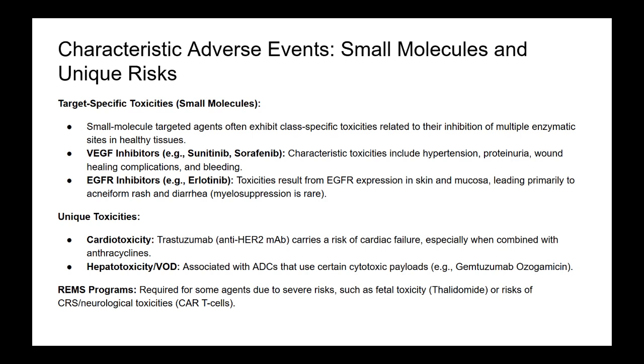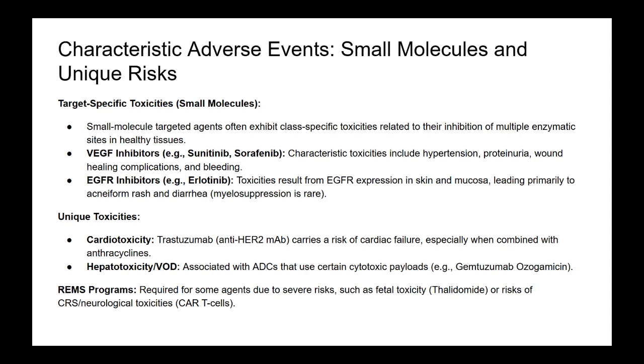Similarly, inhibitors of the epidermal growth factor receptor, like erlotinib, tend to produce toxicities because of the receptor's expression in the skin and mucous membranes. These side effects mainly manifest as acne-like rashes and diarrhea, and significant suppression of bone marrow activity is uncommon. Unique toxicities associated with certain cancer treatments include cardiotoxicity and veno-occlusive disease or hepatotoxicity.